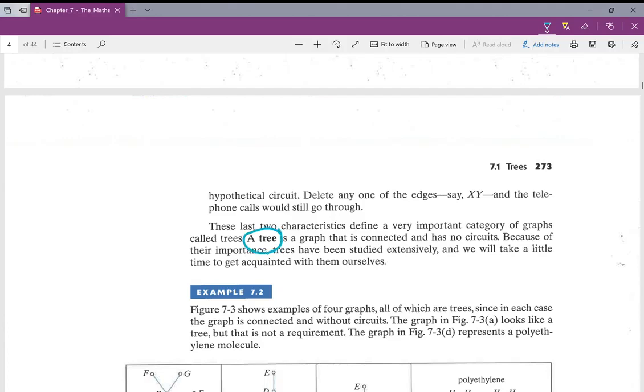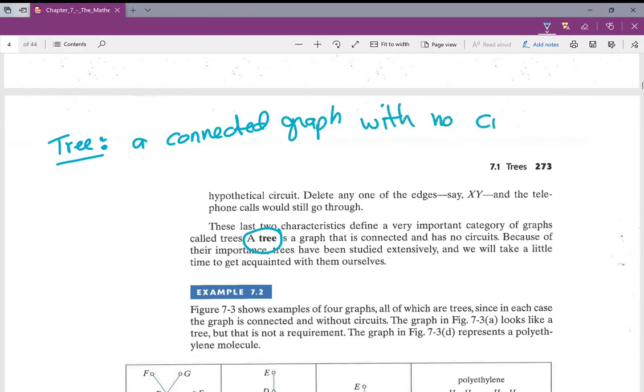Our next piece of vocabulary is a tree. A tree is a connected graph with no circuits. So here's an example of what a tree can look like, because everything is connected. But if I put a circuit in there, this is not a tree.